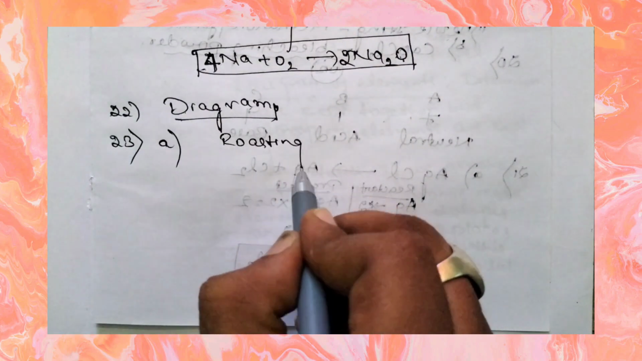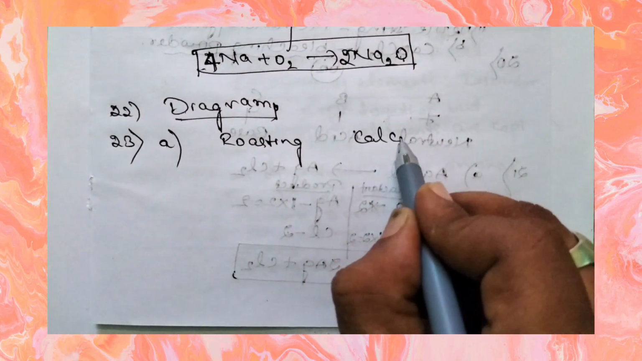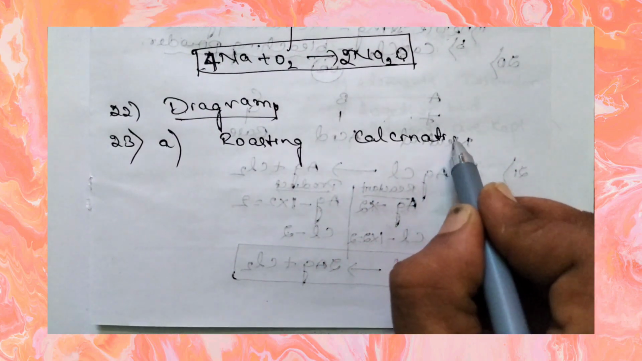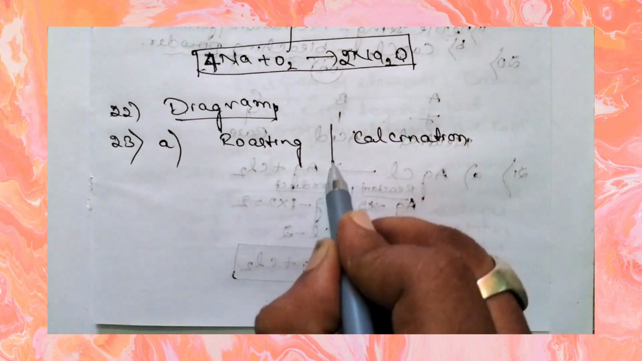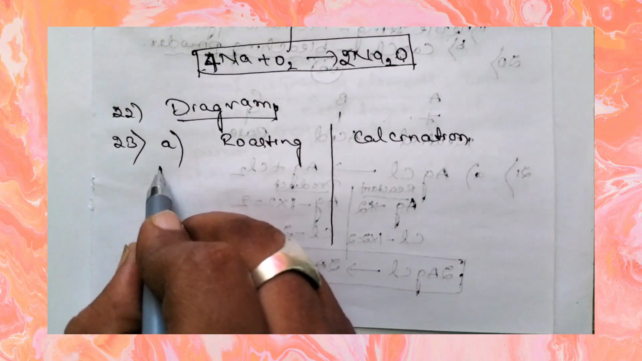So now let us answer, let us differentiate between roasting and calcination. This is a question asked in the examination.